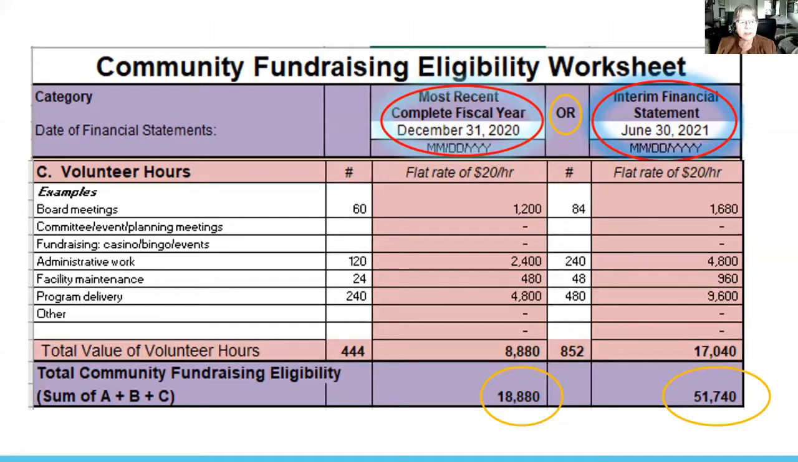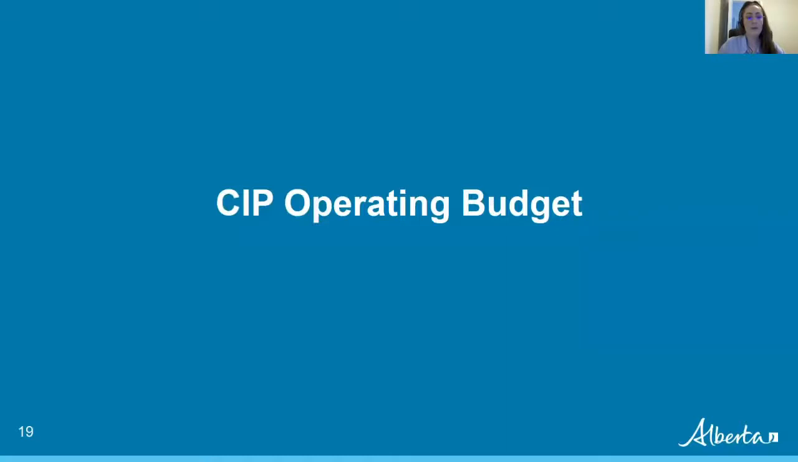If your organization does not match $60,000 on the worksheet, you should not request the maximum $60,000 core operating on the budget, only what you are eligible for based on the highest total on the worksheet. Based on this example, the organization should request no more than $51,740. Now we'll take a deeper dive into the CIP operating budget.